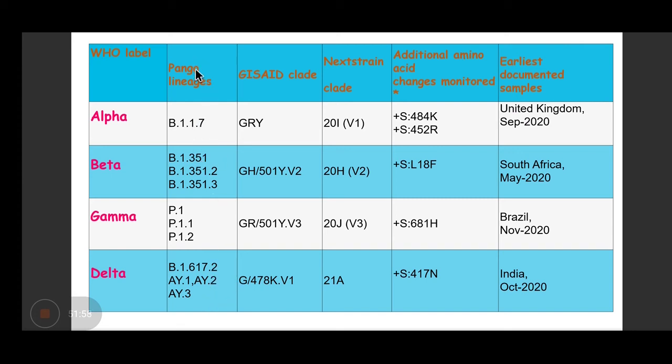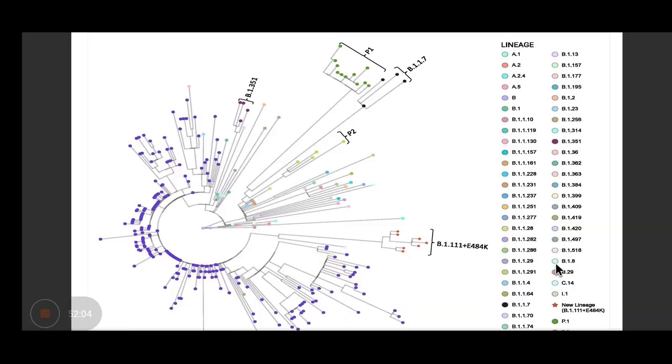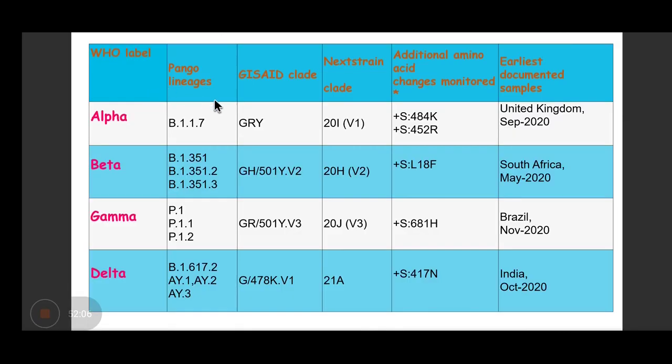It is very difficult to remember the virus on the basis of these lineages, because it is a very long lineage. So what did people do? They started calling them by their place of origin, like the United Kingdom variant, South Africa variant, Brazil variant, or the Indian variant. But that wasn't perceived as good practice, because it wasn't politically correct for many people.